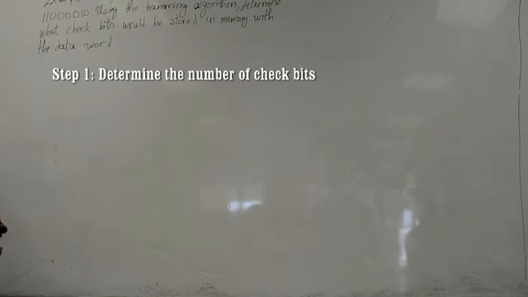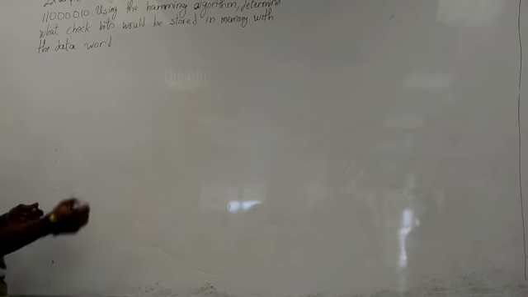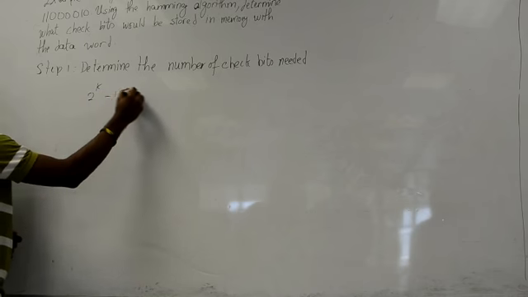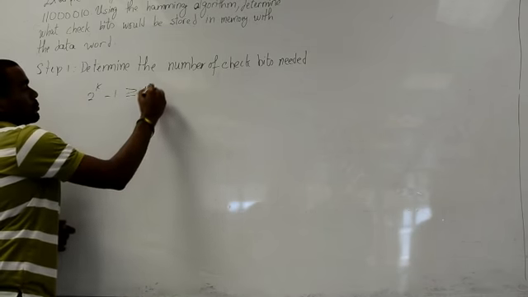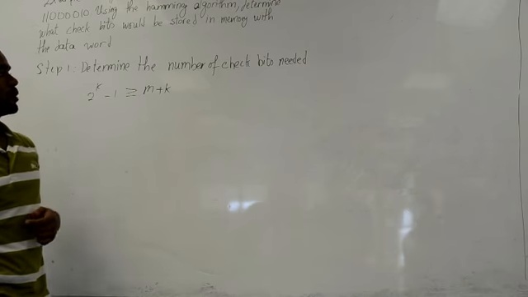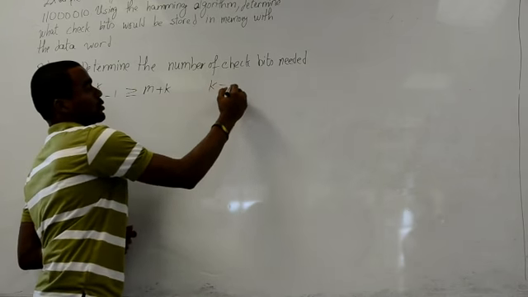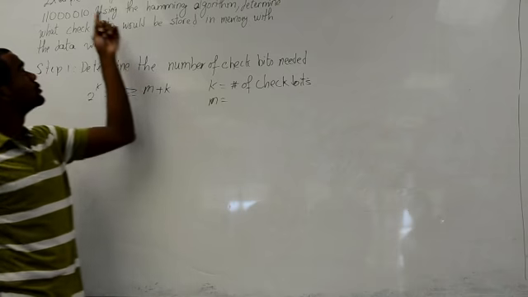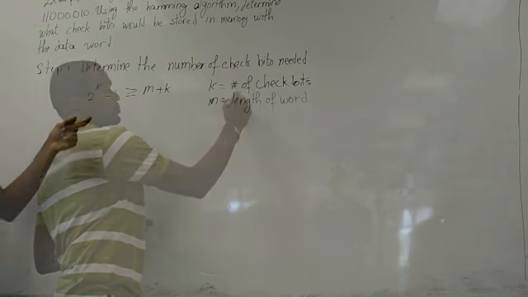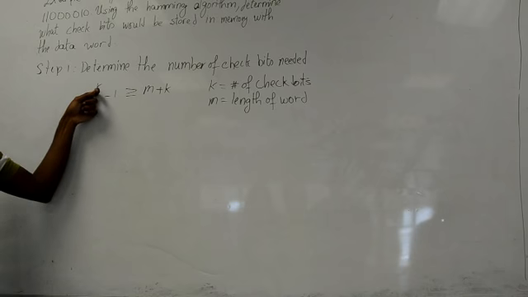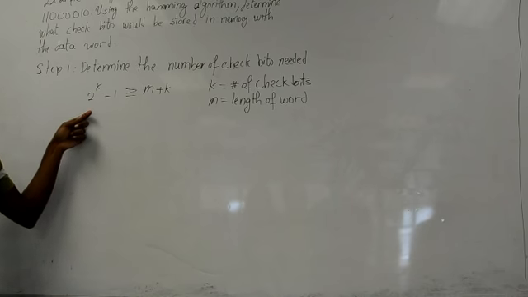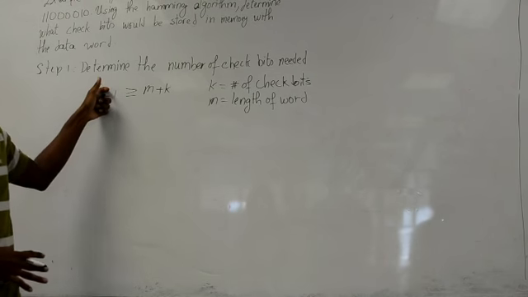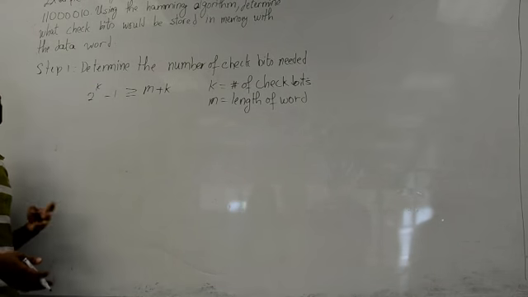So the first step is to determine the number of check bits needed, and to do this we use the formula 2 to the k minus 1 must be greater than or equal to m plus k, where k is going to be equal to the number of check bits and m is going to be the length of our word stored in memory. So we have to find a value for k that satisfies this inequality, and we want this number for k to be as small as possible so we can lower the complexity of the problem. So we can do this by trial and error.